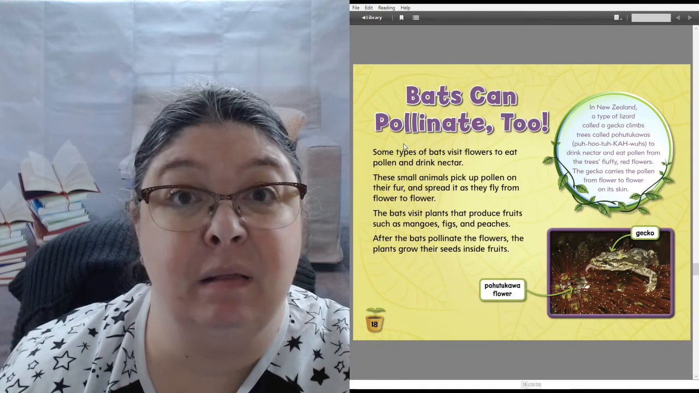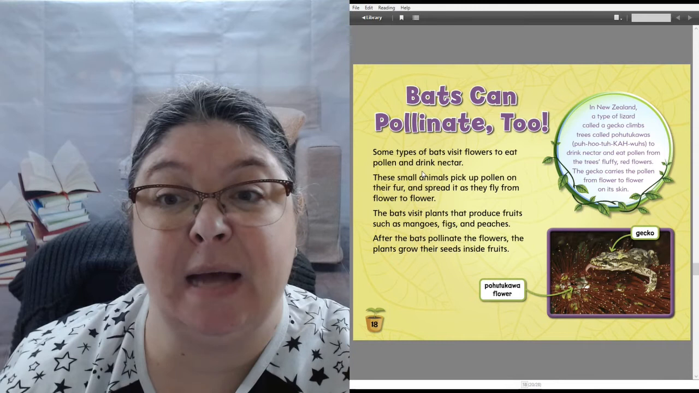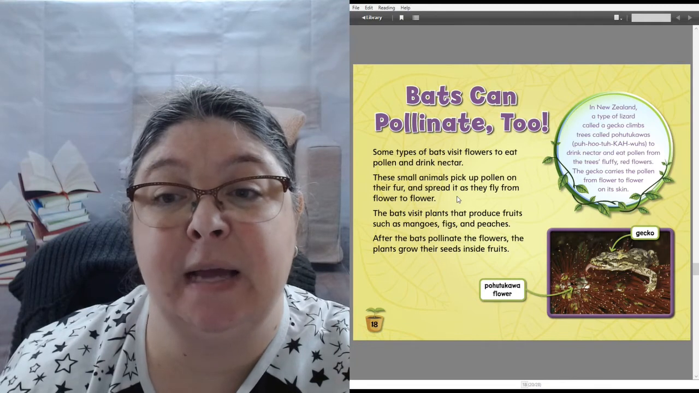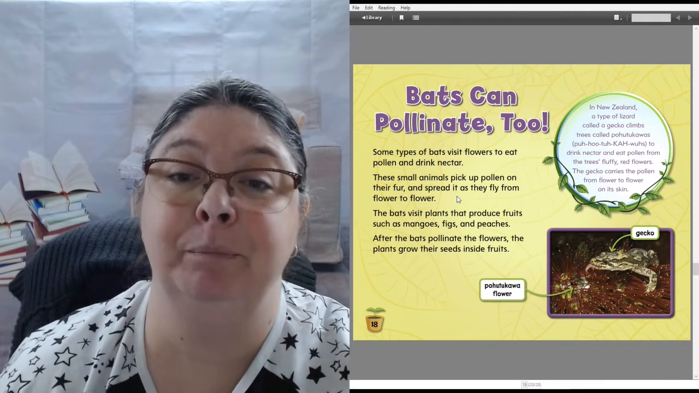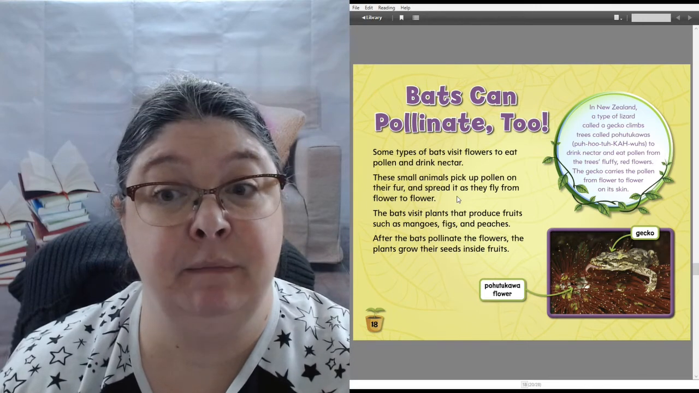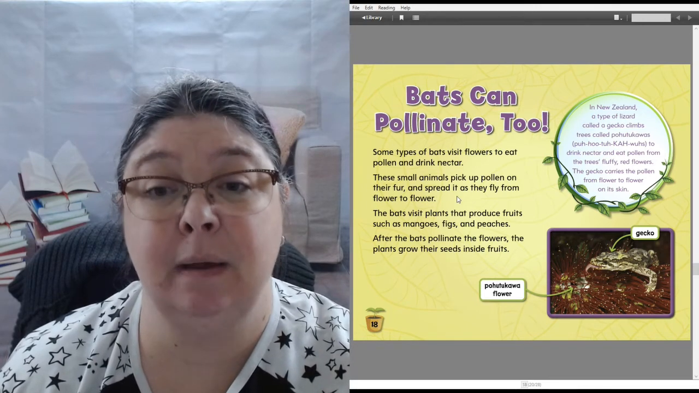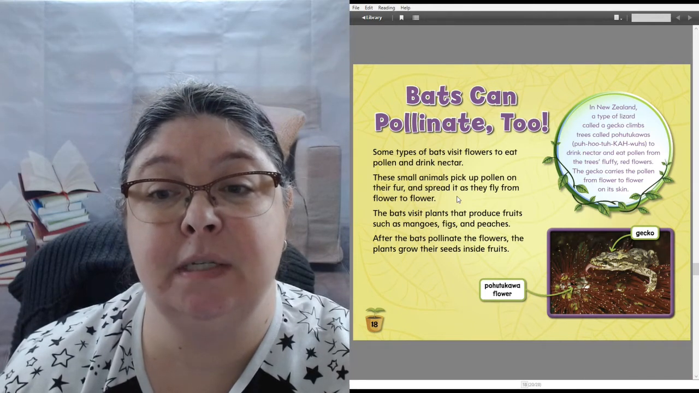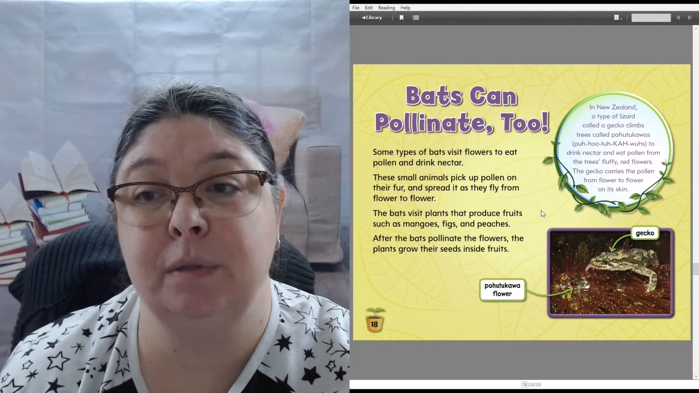And bats can pollinate too. Some types of bats visit flowers to eat pollen and drink nectar. These small animals pick up pollen on their fur and spread it as they fly from flower to flower. The bats visit plants that produce fruits, such as mangoes, figs, and peaches. After the bats pollinate the flowers, the plants grow their seeds inside the fruit.